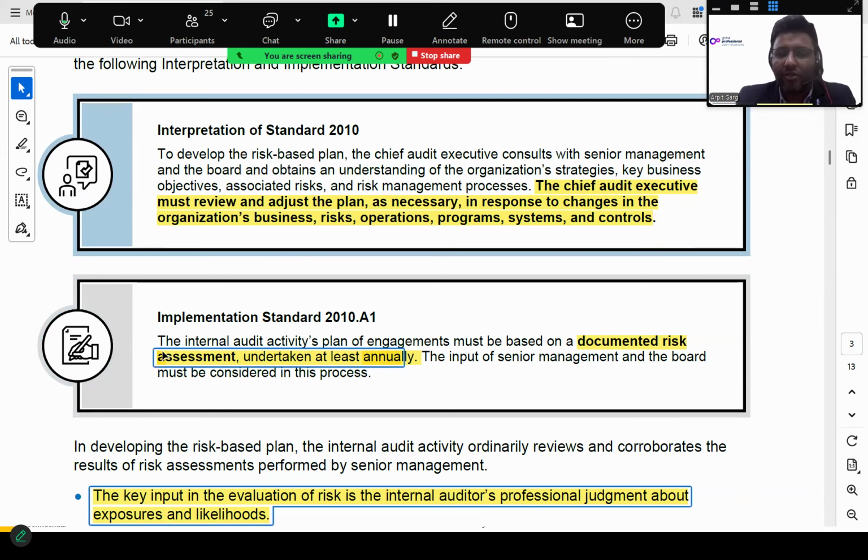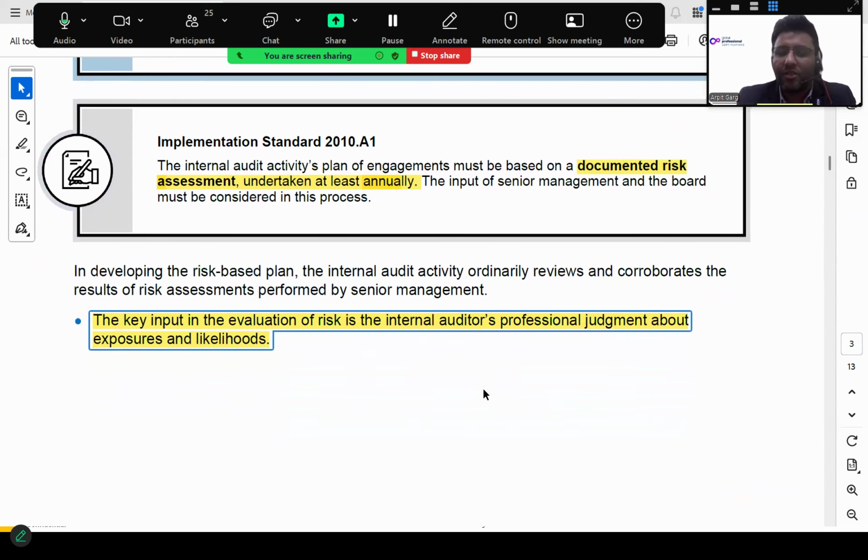And that brings us to the next point. It says the internal audit activity's plan of engagement must be based on what? Can you all say that? The plan of engagement must be based on a documented risk assessment undertaken at least annually. The input of senior management and the board must be considered in this process.